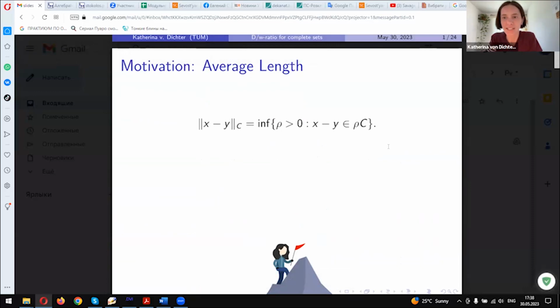So if you take C to be the Euclidean ball, then it's just the Euclidean norm. Also, you can take any convex compact set which is symmetric, and this will induce your norm. But in general, if you care about the direction, then you can also take into account some non-symmetric body C. So let us see how we can average this gauge function with respect to some non-symmetric convex sets. So please, next slide.